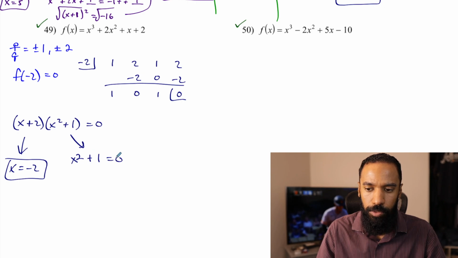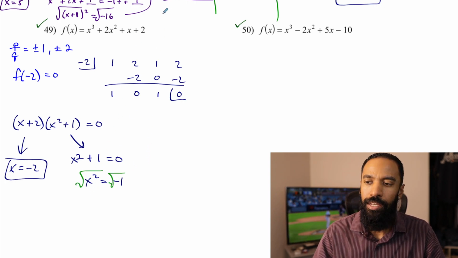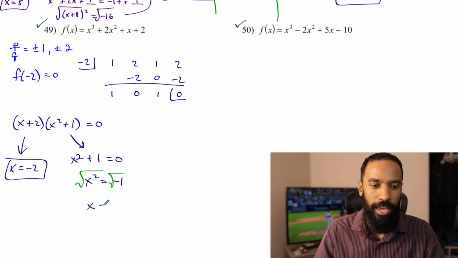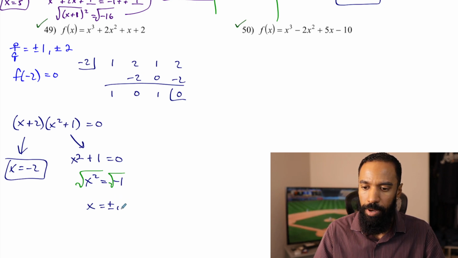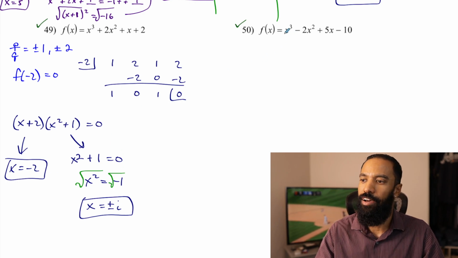X squared plus 1 equals 0. Subtract 1. Take the square root of both sides. Now the square root of -1 straight up is i. So this will be plus or minus i. X equals plus or minus i. Those are the other two answers there. So -2, positive i, negative i are yours.